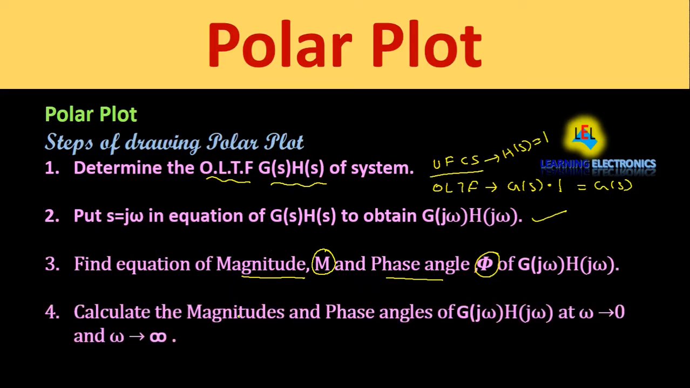Then the fourth step is to calculate the magnitude and phase angles of G(j omega)H(j omega) at omega equal to 0 and at omega equal to infinity. As I have told you, this frequency omega always ranges from 0 to infinity while drawing the polar plot. So we have to find out the magnitude and phase angle values at omega equal to 0 and omega equal to infinity. But we can take more values between this range, omega equal to 0 to infinity, to draw the exact polar plot.